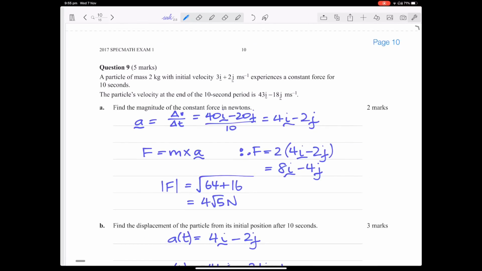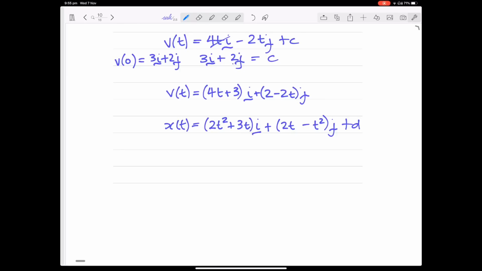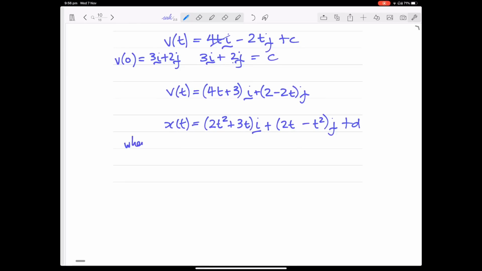Initial velocity. So if we let the initial displacement be 0, when t equals 0, x equals 0, then d will equal 0.